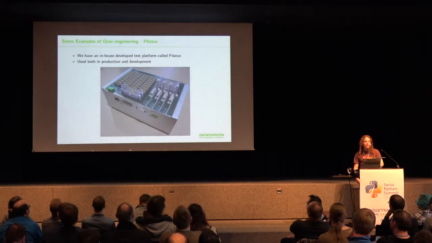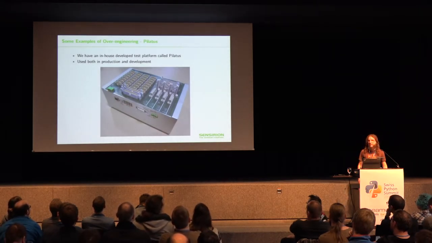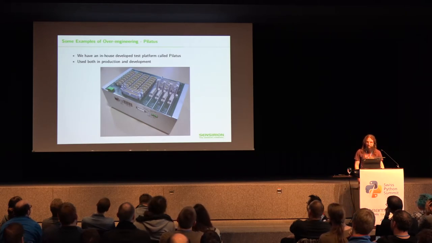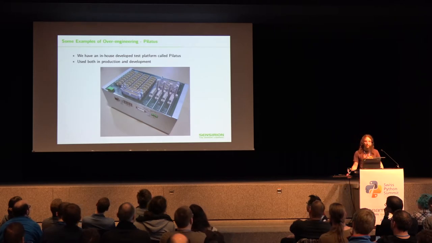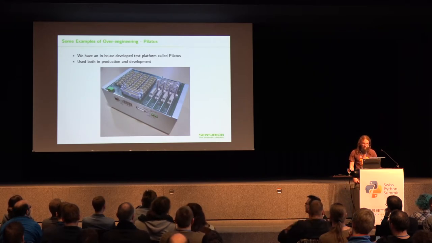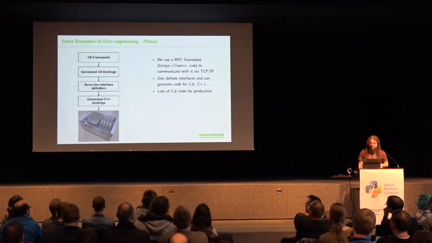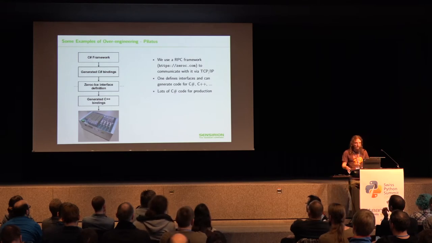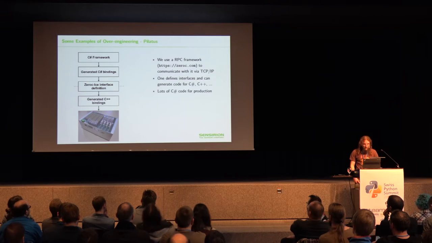So yeah, another thing was this heavy reuse of production code led to some massive over-engineering. This is an example of an in-house developed test platform called Pilatus. The one before was called Rigi. It's just two mountains in Switzerland. And they're used both in production and in the R&D labs. And we have to talk to the thing. This is an embedded system. We use an RPC framework. This is just you can call functions over the network. So it's connected via TCP/IP or Ethernet. And you just can call functions over the network.